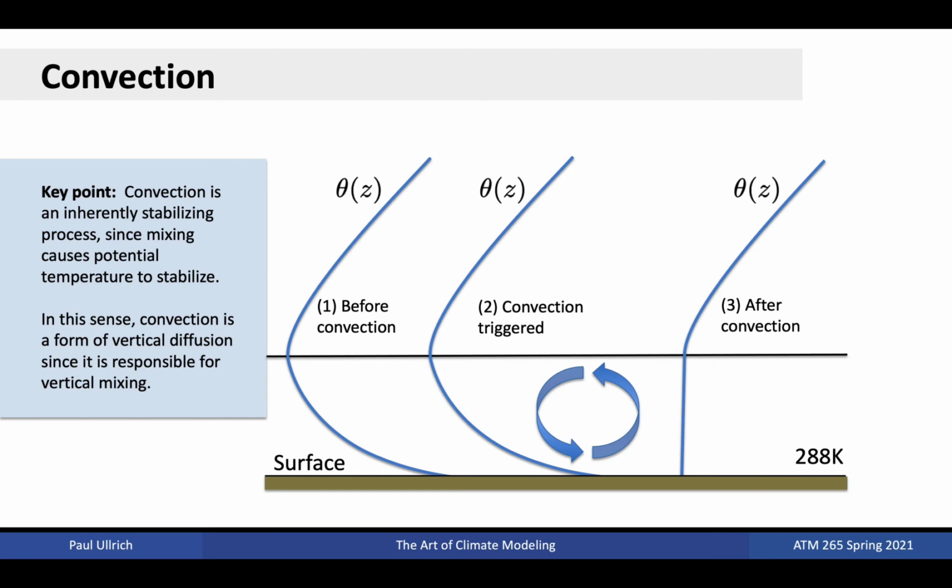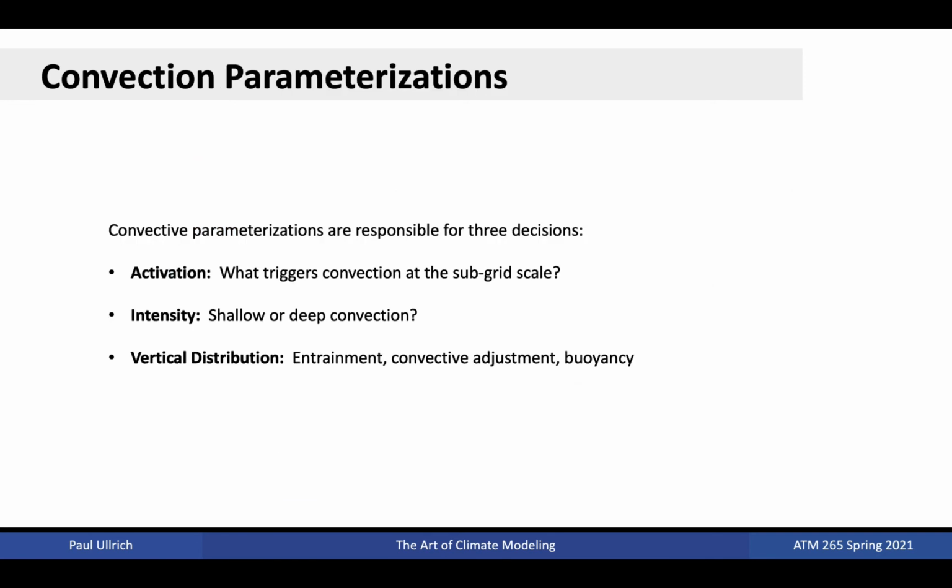In this sense, convection is a form of vertical diffusion, since it is responsible for vertical mixing. However, unlike turbulence, it can occur over large vertical scales, which requires the parameterization to account for the full structure of the vertical column. Generally, convective parameterizations are responsible for three decisions.